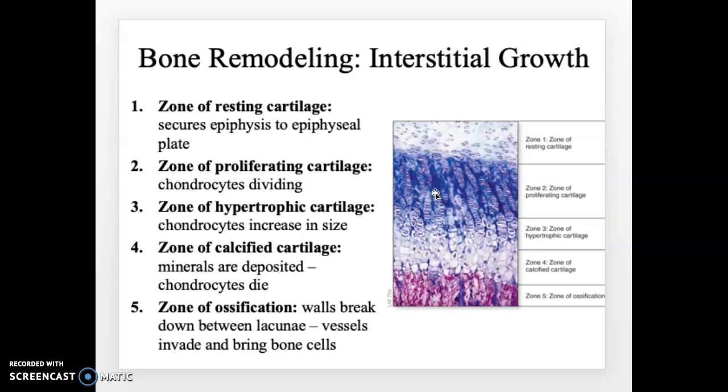In zone 2, the chondrocytes are actively replicating. So you can see each of these little purple lines is a chondrocyte, and they kind of stack on top of each other like little quarters.